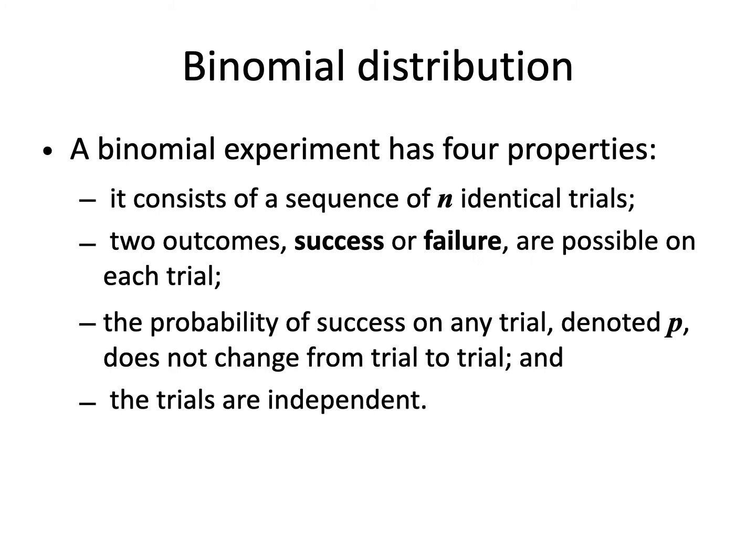n independent trials, where n is a fixed number, which may be 10, 1 or any number, and each trial can result in one of two possible outcomes, and we're going to label those outcomes as success and failure. Then the binomial experiment has 4 properties: it consists of a sequence of n identical trials, and 2 outcomes, success or failure, are possible on each trial, and the probability of success on any trial, denoted by p, doesn't change from trial to trial, and the trials are independent.